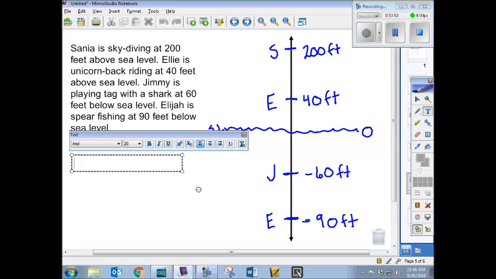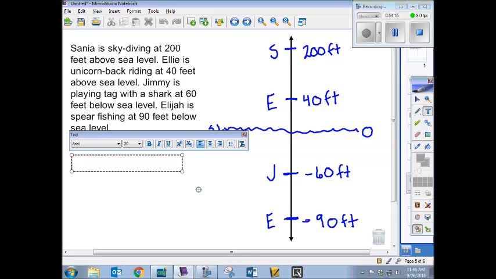Now I made this one pretty easy because I didn't put that, do you see how Ellie was at 40 feet above sea level? It won't always tell you what they are above or below sea level. Sometimes I'll say Ellie is unicorn back riding at 40 feet below sea level. And then that'll be a little different, but we'll do one of those in a minute.